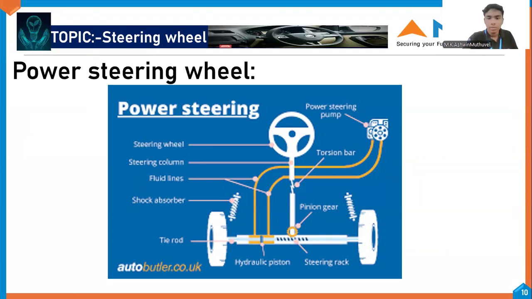This is the steering column. This is the torsion bar. The torsion bar is a suspension component used to absorb the road's vibrations, and this is the shock absorber. This is the steering rack, and this is the pinion gear.